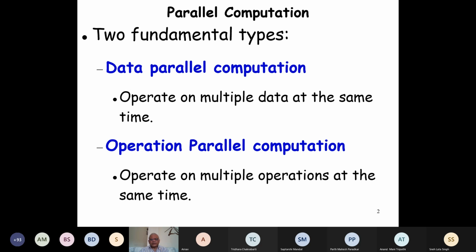In data parallel computation, the same operation is applied to multiple data elements, and these operations run on different processors. So the same operation running on different processors, but using different data elements. And you might wonder where such computation occurs. These computations are common in multimedia applications.